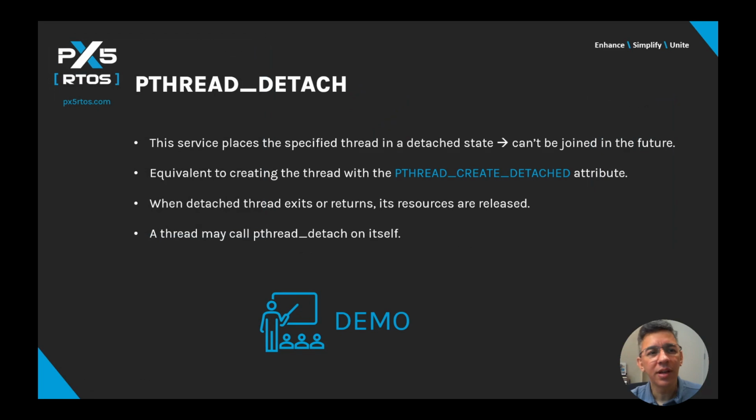Now let's take a look at the Pthread detach API. This service will place the specified thread in a detached state, such that it can be joined in the future. It is the equivalent of creating the thread with the Pthread create detached attribute. When the specified detached thread exits or returns, all of its resources are immediately released. Notice that a thread may call Pthread detach on itself. Let's see a demo.